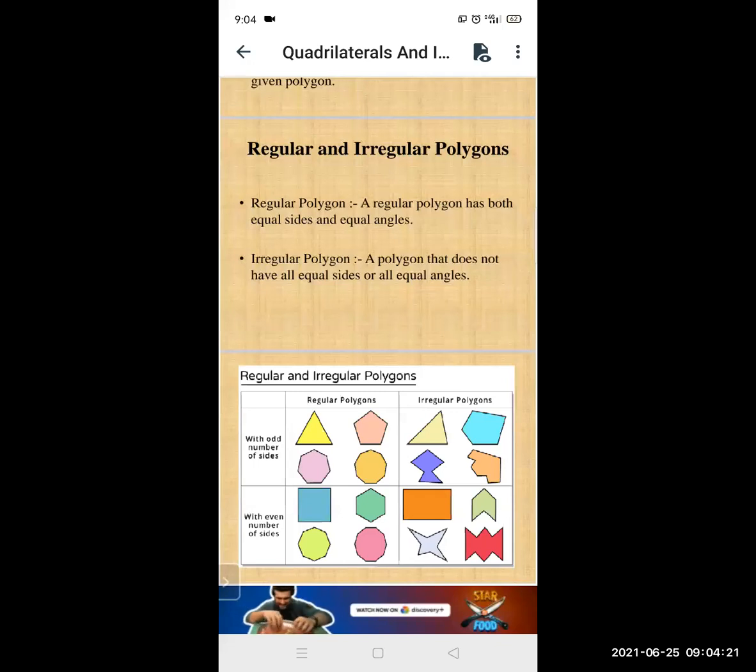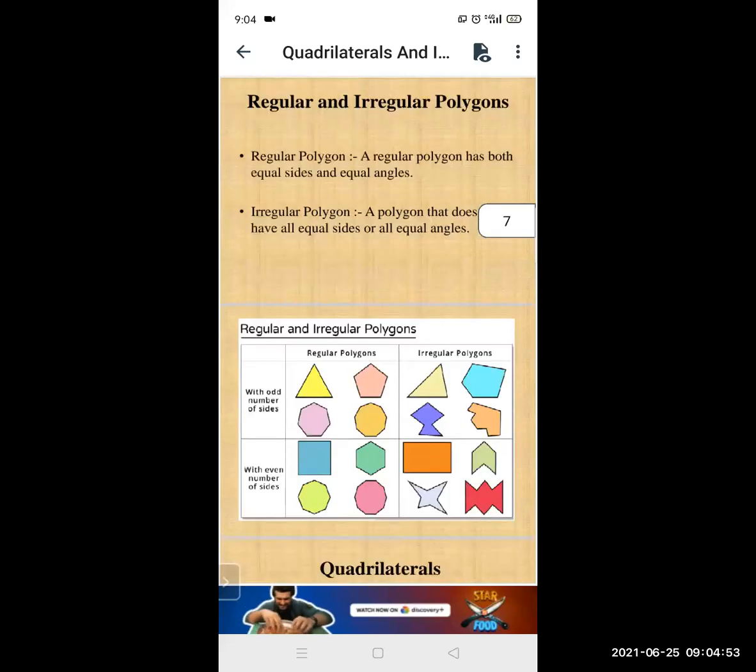Whatever you can see in a regular polygon, it goes in different sizes. The length is greater here. So this is not a regular polygon because it has different sides and different angles. Randomly some pictures are drawn there, so that becomes your irregular polygon. And what is a regular polygon? A regular polygon has both equal sides and equal angles. That is a very, very important thing we have to learn here about polygons.